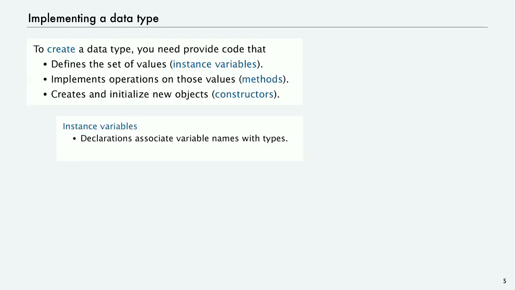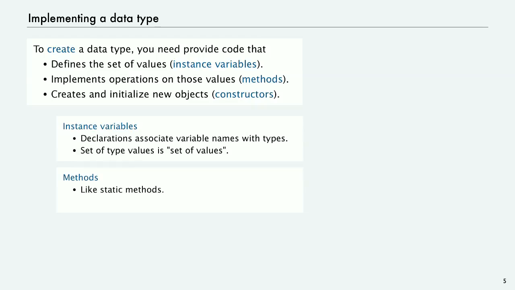So what are instance variables? Well, they're declarations that associate variable names with types, as usual, but the set of instance variables is the set of values for the data type. And we'll see that in examples. It's very simple.